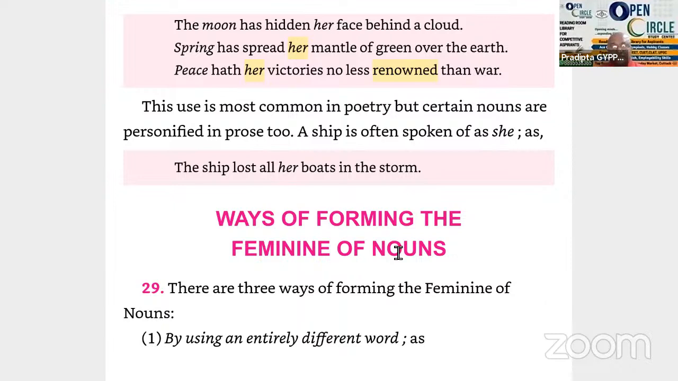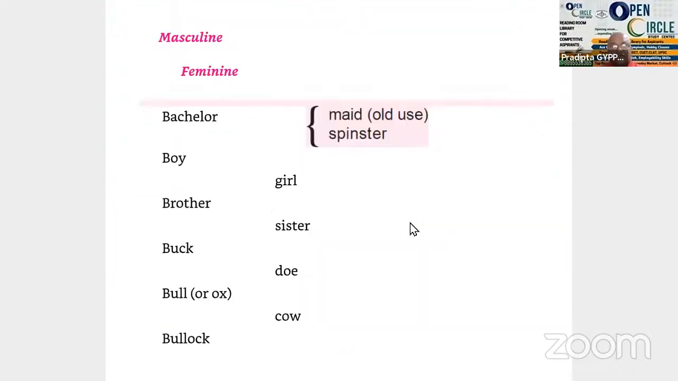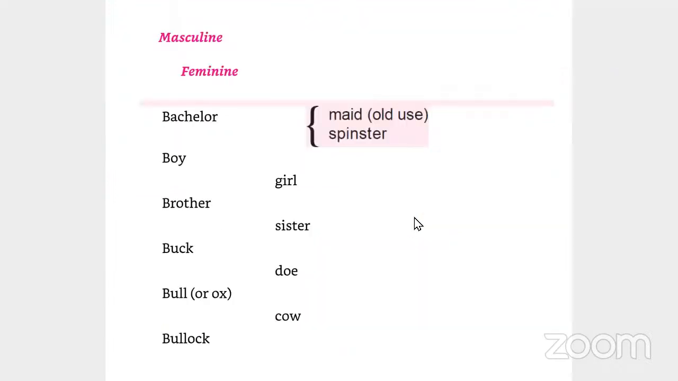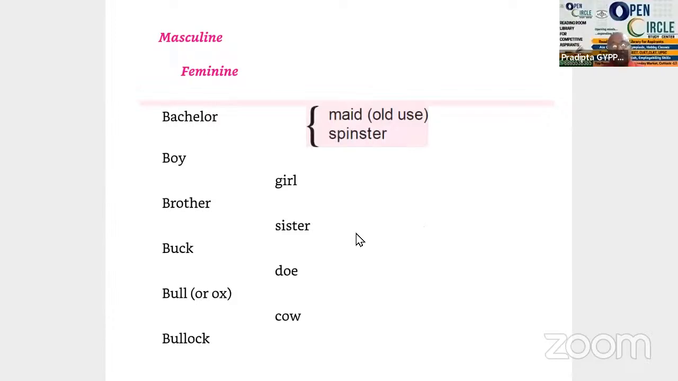Ways of forming feminine of nouns. Please wait a minute. Already you have practiced it during standard 4, standard 5, standard 6, like that. Bachelor, the feminine is maid; boy, girl; brother, sister; buck, doe.